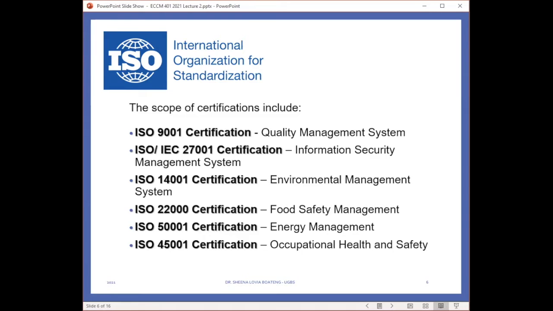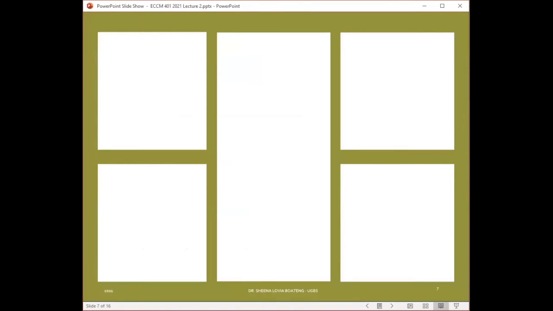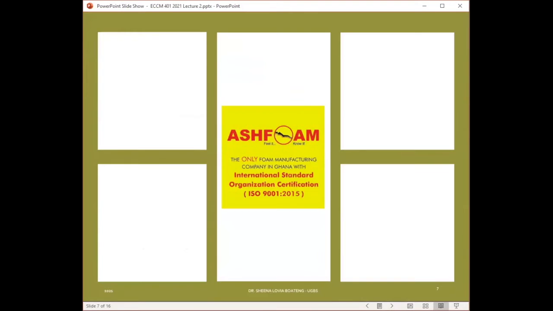Yes, madam. Good. So let's look at some examples of companies in Ghana that are ISO 9001:2015 certified. We can first talk about Ash Foam.